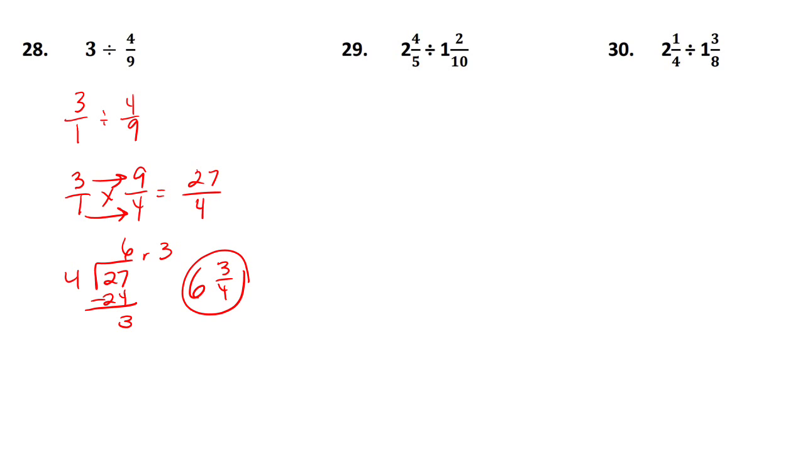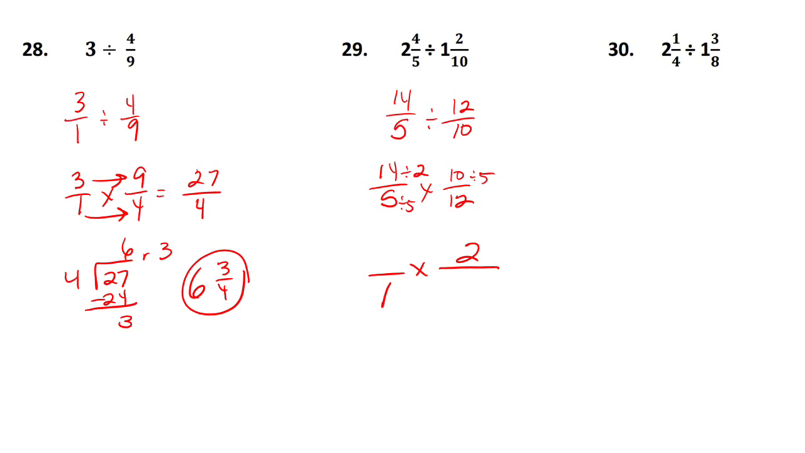29, let's make them improper first. So we have 14/5 divided by 12/10. And then we keep our first fraction. We flip our second fraction, and then we multiply. So let's go ahead and cross simplify now. Make it easy on yourself.